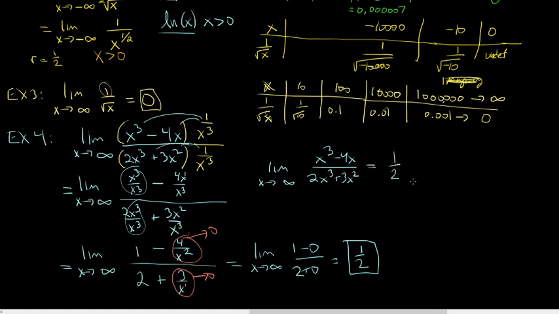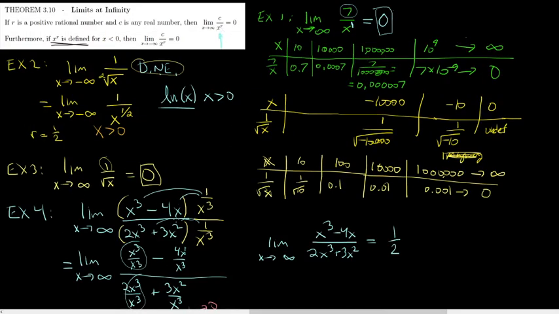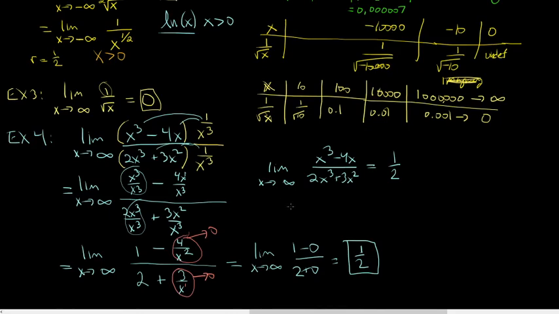Okay, so I hope that helps. Now, some of you, very clever, if you remember from pre-calculus, are like, well, I knew that already. I knew this was 1/2 because in pre-calculus you taught us that if you have the same power in the numerator and denominator, you just divide the leading coefficients. The leading coefficients here are 1 over 2.